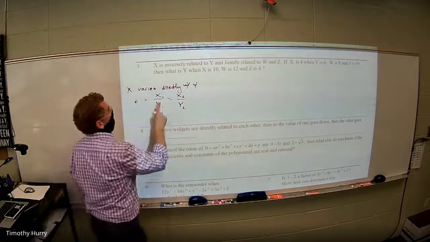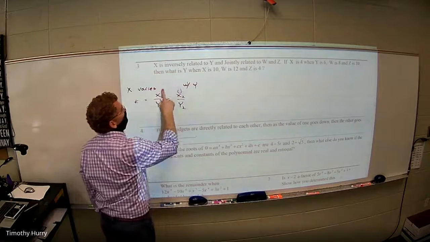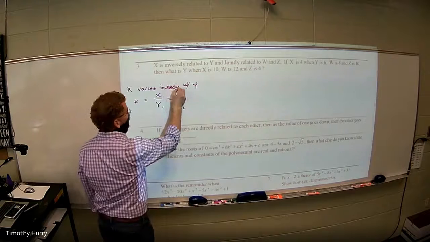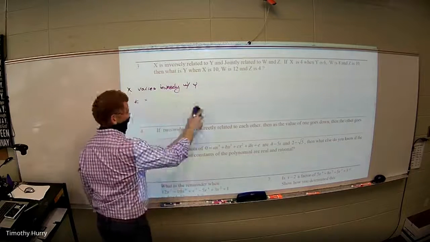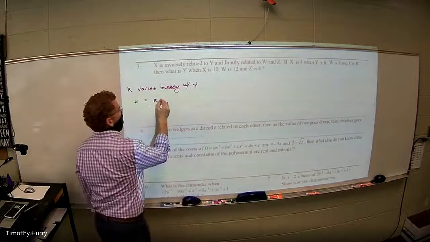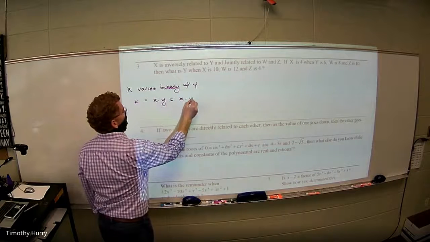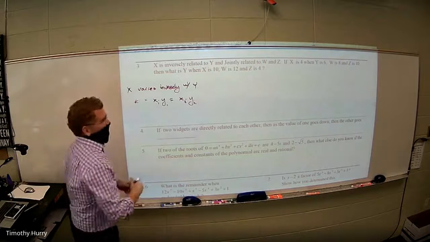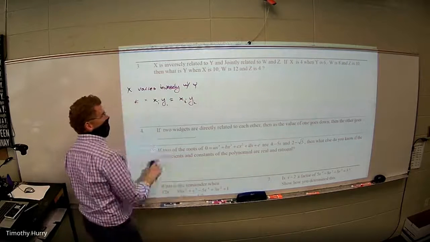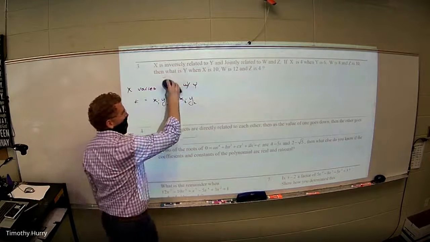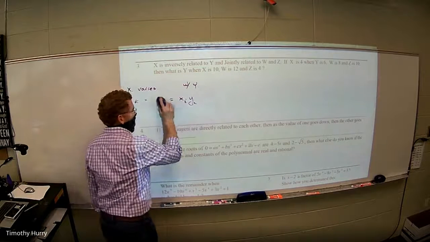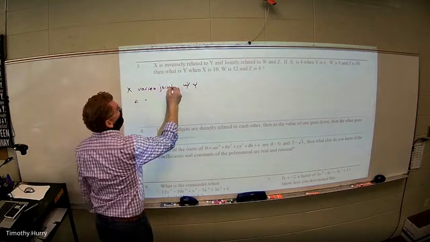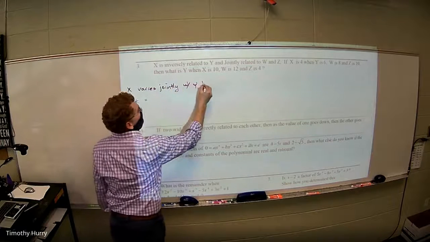If it varies inversely, then we have x times y, x times y, right? If it varies jointly, then it will vary essentially directly with both these things.